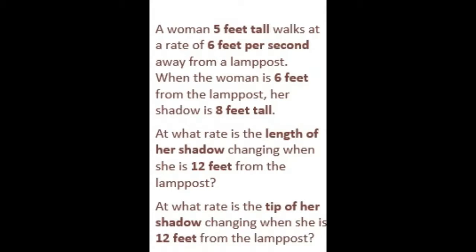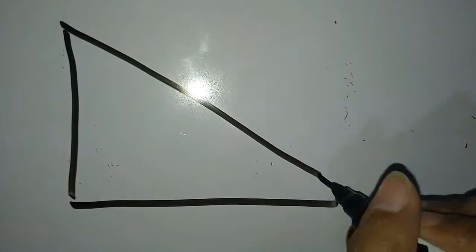Let's see. A woman 5 feet tall walks at a rate of 6 feet per second away from a lamppost. When the woman is 6 feet from the lamppost, her shadow is 8 feet long. At what rate is the length of her shadow changing when she is 12 feet from the lamppost? At what rate is the tip of her shadow changing when she is 12 feet from the lamppost?